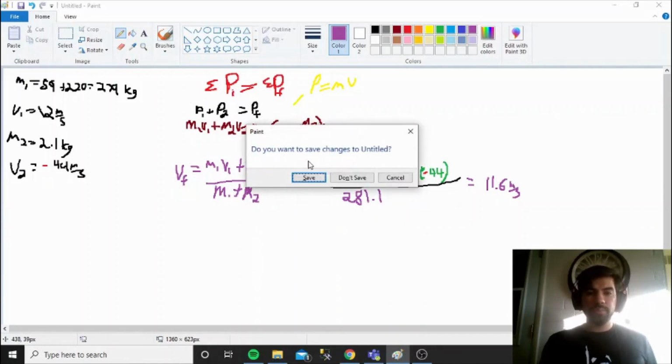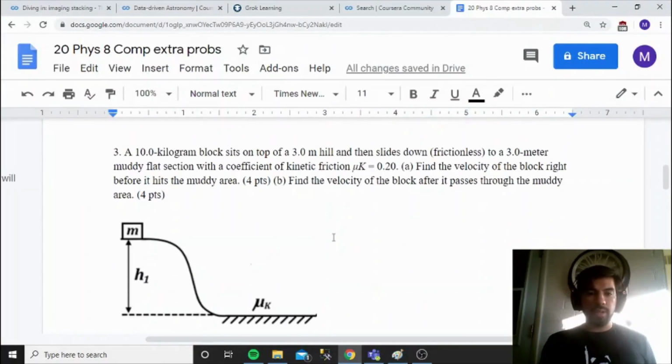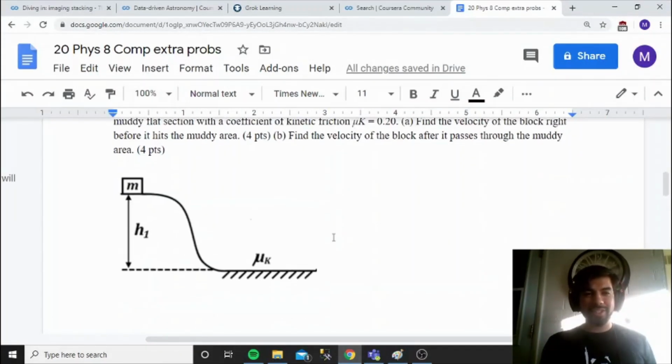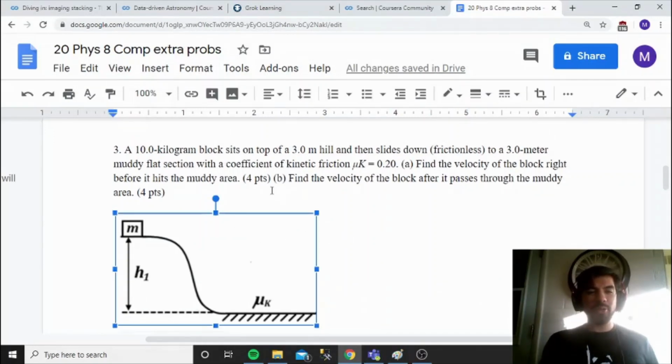Control U, don't save. Boom. All right. Oh, this is going to be a hard one. All right. So maybe I'll try my best to draw it on here.